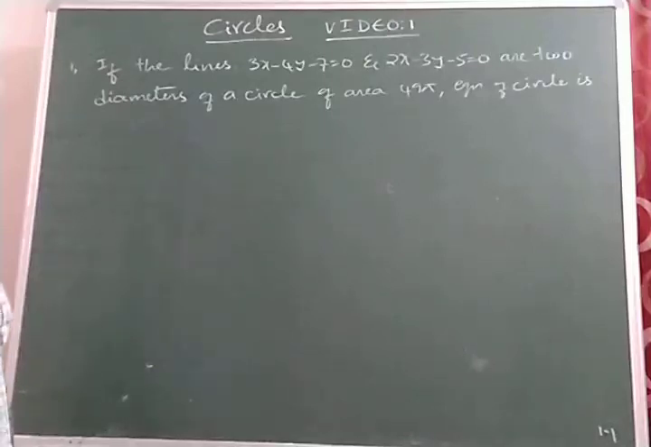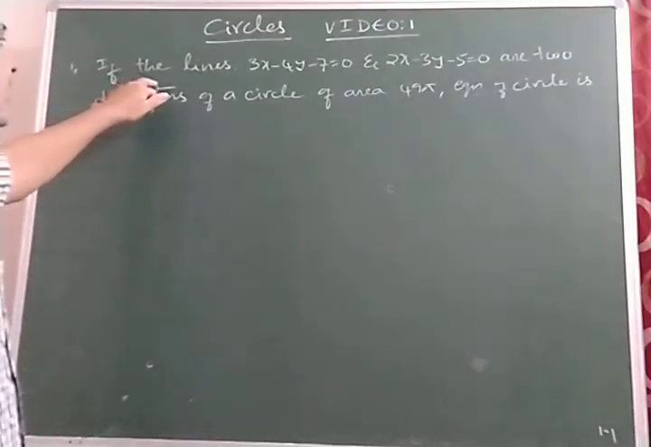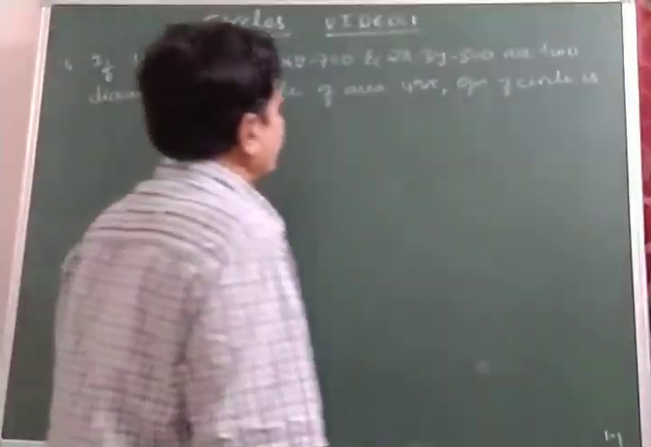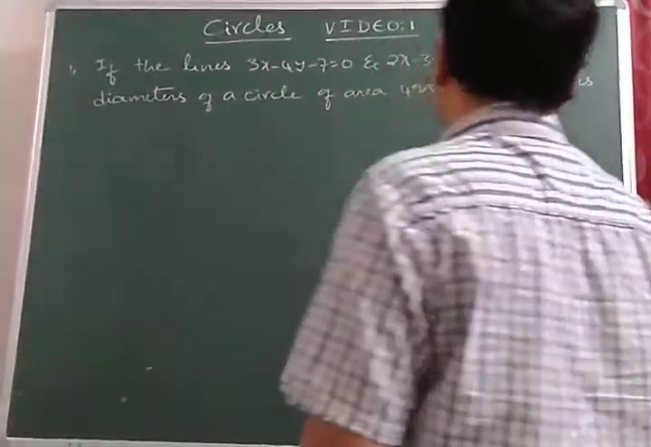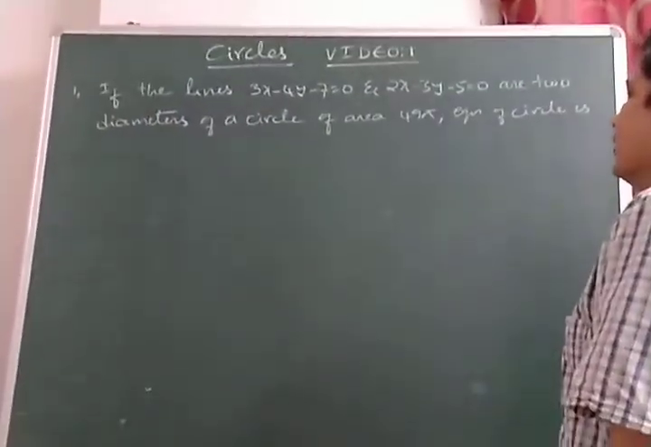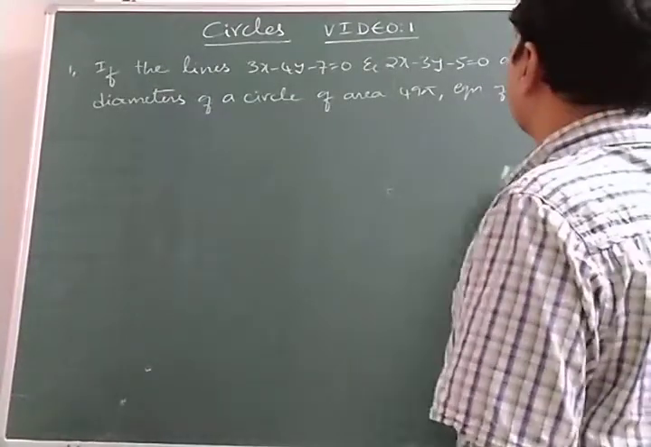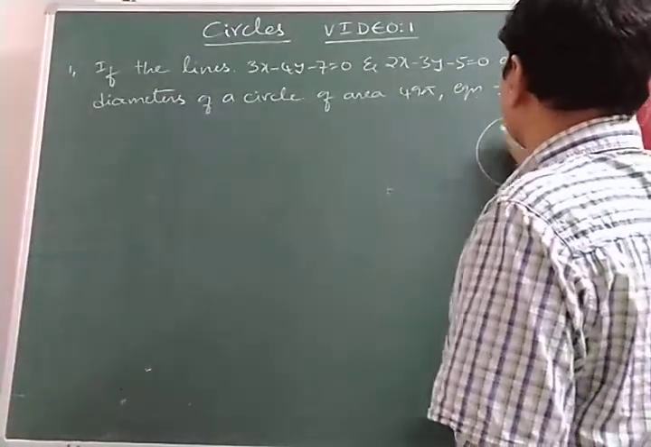Circles. Question number 1. If the lines 3x minus 4y minus 7 equals 0 and 2x minus 3y minus 5 equals 0 are two diameters of a circle of area 49 pi, the equation of the circle is. So that means this is the required circle.